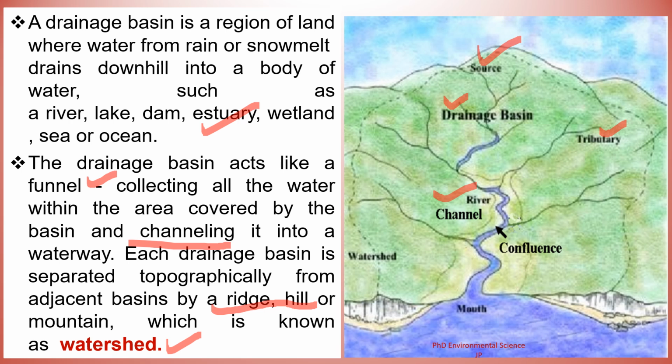Channel, the path through which the river flows. It is usually well defined and carries the water from the source to the mouth. Confluence, the point where two rivers or streams meet. This is often marked by a noticeable increase in water volume. Mouth, the end of the river where it flows into a larger body of water such as a sea, ocean, or lake. So this image depicts the natural flow of water within the drainage basin, showing how smaller streams and tributaries contribute to a larger river system, ultimately draining into a larger body of water.